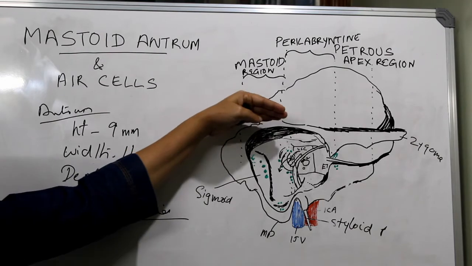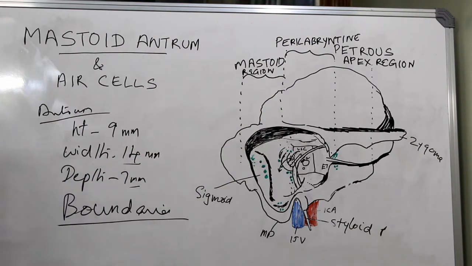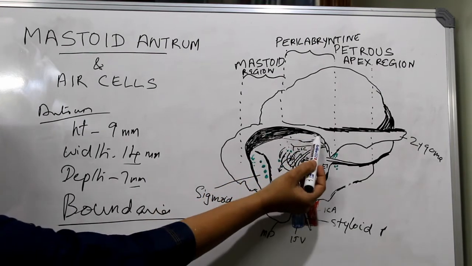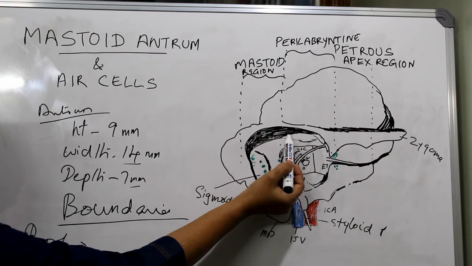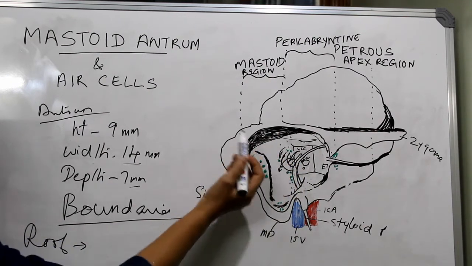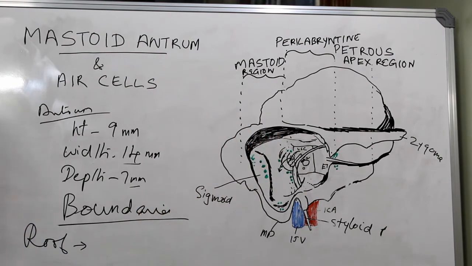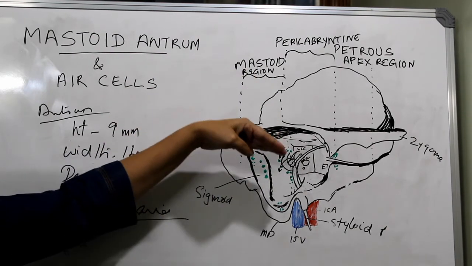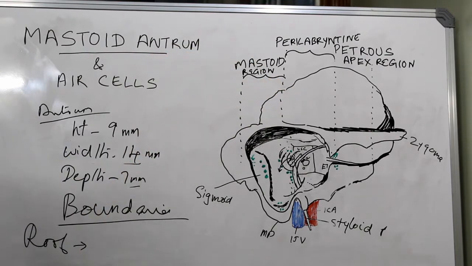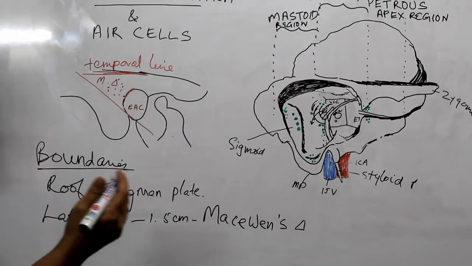So the roof is formed by the tegmen plate. This is the middle ear part. Here comes the tegmen tympani, and this is the tegmen antrum, the tegmen plate, and this separates the mastoid antrum from the middle cranial fossa, temporal lobe. So next is the medial wall.